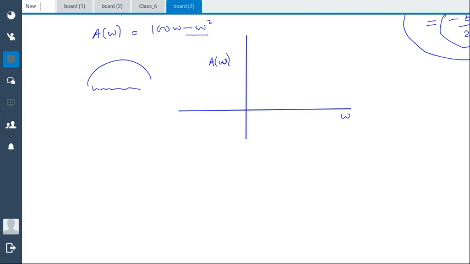Equate this to 0. If you equate this to 0, what value of w are you going to get, my dear friends? Quick, guys, quick. You need to be quick at calculation now.